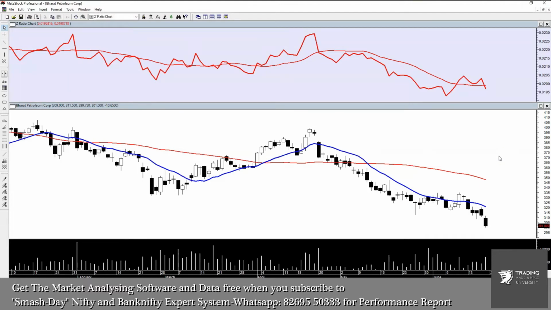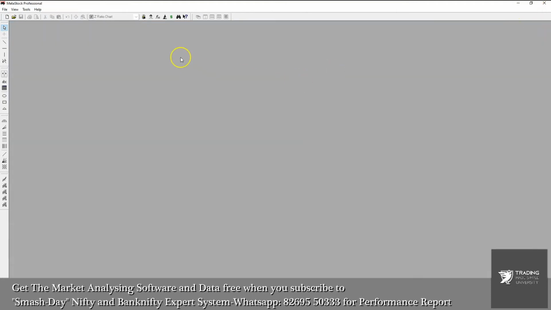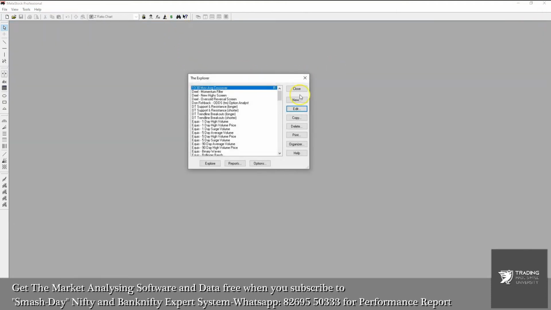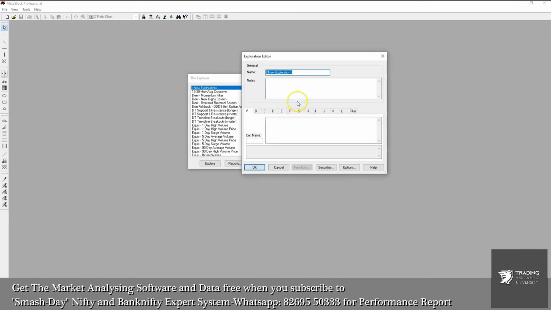Fine. So now we are going to write an exploration that will find us stocks with strong relative strength, so that it can give us an idea which stock is doing well with respect to Nifty, so that we can invest in those counters. So we close this chart, go to the Explorer, and create a new Explorer. We go to first filter, and we select all stocks with closing price greater than 1.